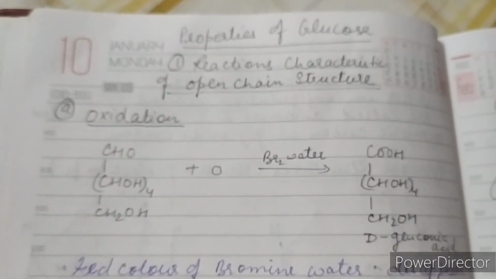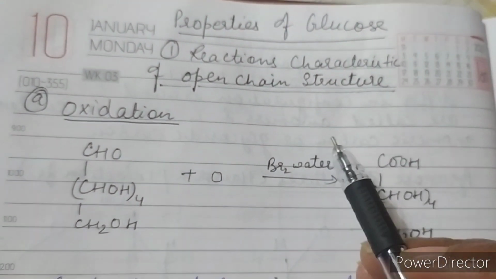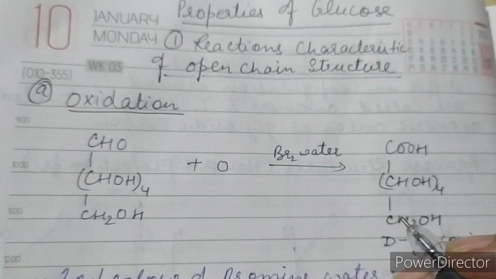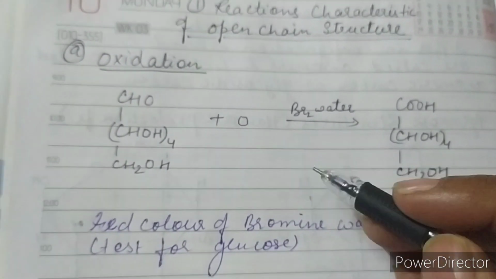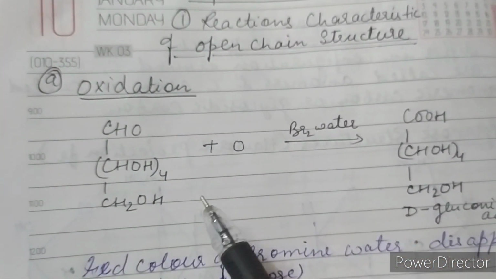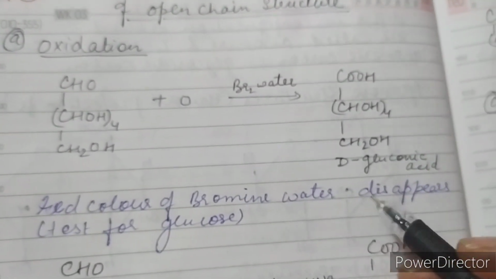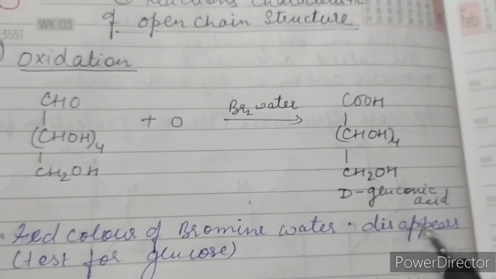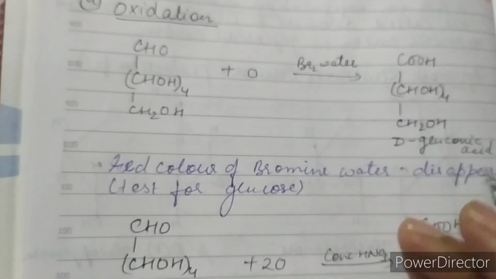Dear students, in this video we will deal with the properties of glucose. Now the properties of glucose are again categorized under two headings, that is reactions characteristic of open chain structure and of cyclic structure. So firstly we will deal with the reactions of open chain structure, in which the first reaction is oxidation. Glucose on oxidation with a mild oxidizing agent like bromine water is oxidized to a monocarboxylic acid, that is D-gluconic acid, in which the bromine water red color disappears and it acts as a test for glucose.